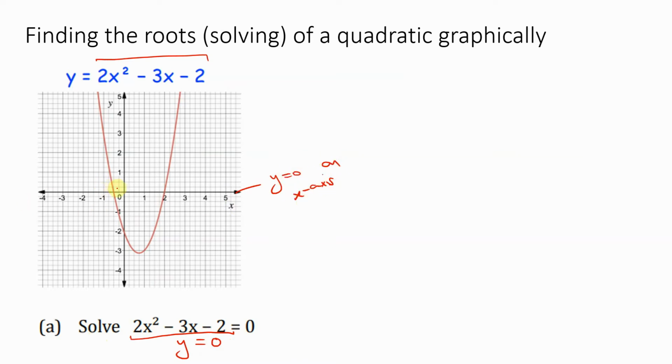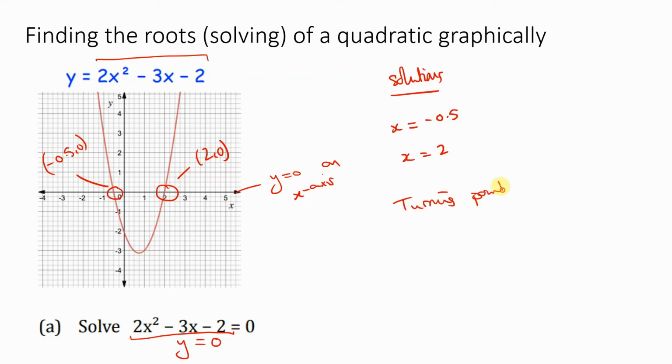Y equals 0 on the x-axis. So we're actually just spotting these two coordinates here. That's going to be minus 0.5, 0, and this is going to be 2, 0. So our solutions are going to be x equals minus 0.5 and x equals 2. And I'd always just write it out like this in the question. I'd write solutions and then write your two values of x equals. We don't need to put the 0 or anything, because we just want to know the value of x. And if we were to find our turning point, we've not been asked, but the turning point is just going to be this coordinate here, isn't it? And that is going to be 0.8, minus 3.2.